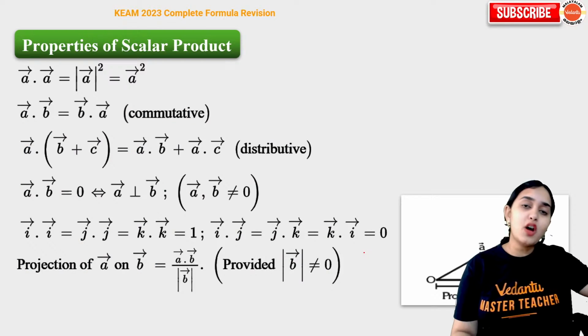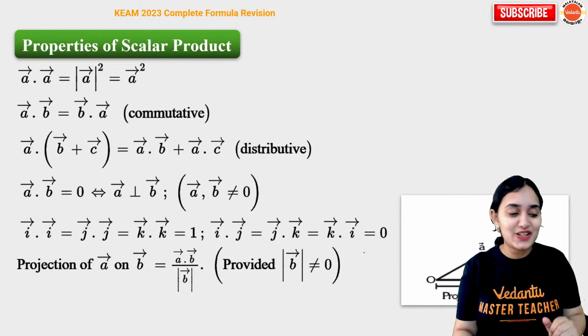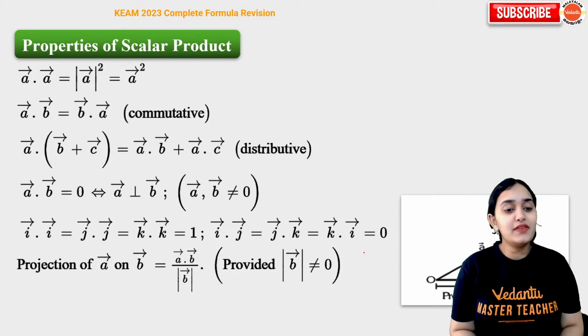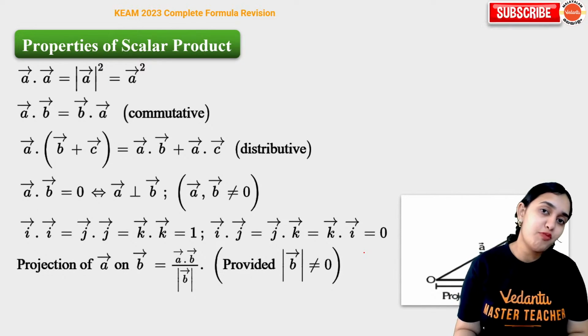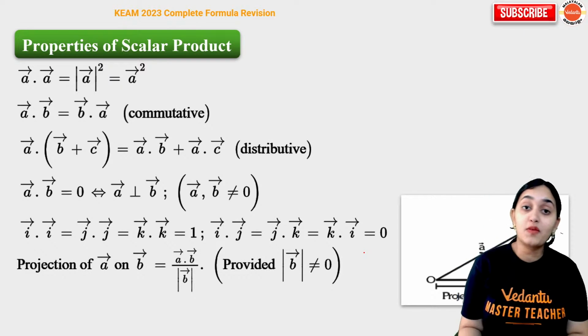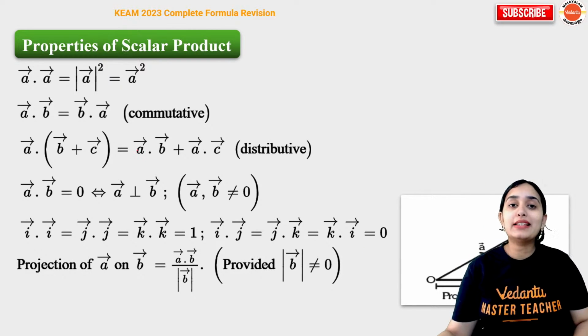Okay, that is 2D geometry. Now coming to 3D geometry. In 3D geometry, we have scalar product, vector product, equation of point, equation of line, equation of plane. So first, what is scalar product?